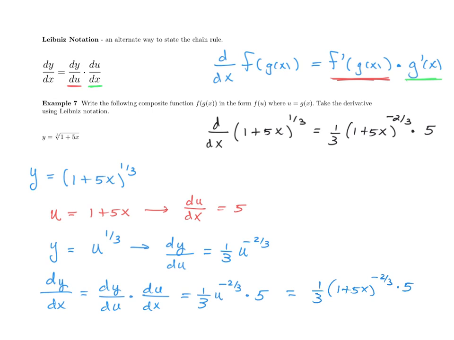And what do you know? This piece here is equal to this piece here, and this piece here is equal to this piece here. So you can use either of these notations when taking the derivative, but we're really doing the same thing.